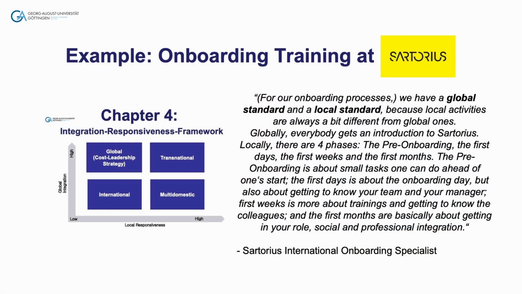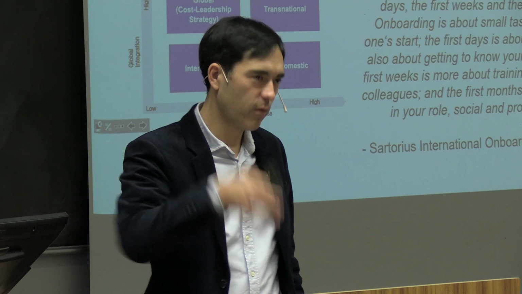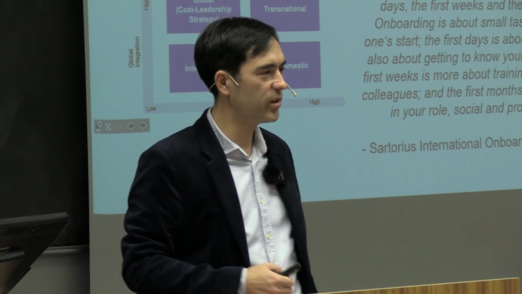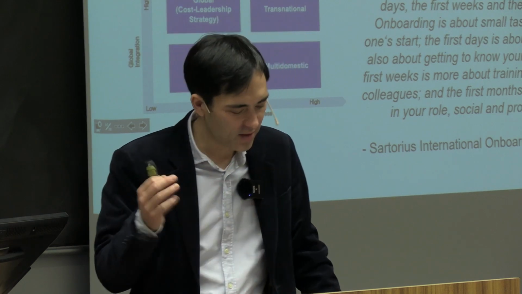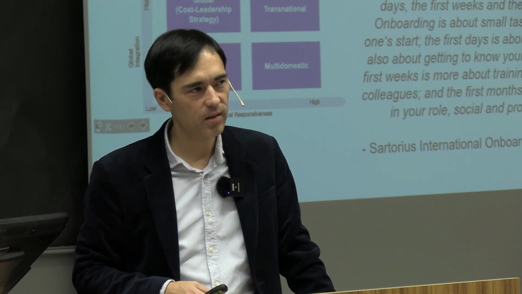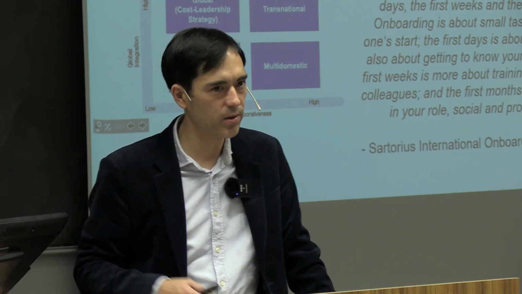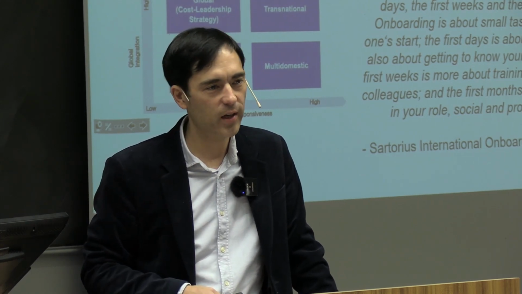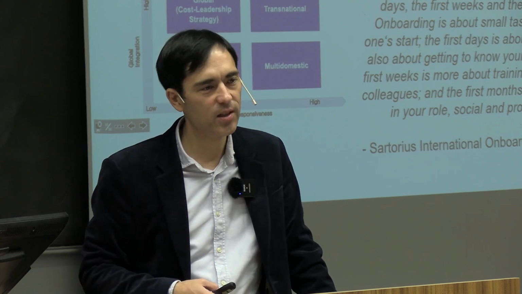Okay, now coming to the Sartorius case. Sartorius has become a global company and they hire many people in many different countries. Also they hire in Göttingen, for Göttingen, people from many different countries. And thousands of new people every year, and in percentage, 10, 20, 30% of their working population comes in every year, and they need to try to get them on board.